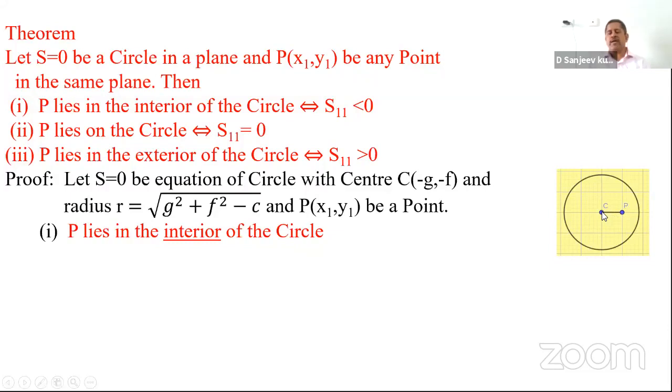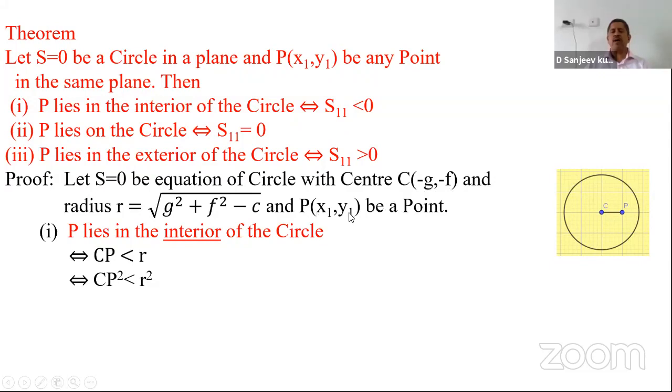So when you draw a line between C and P, the distance between C and P will always be less than the radius. So you can say if the point lies in the interior of the circle, the distance CP is less than R. What is our radius of the circle? Now, if you take squares on both sides, then you can say CP² is less than R². So how to find CP²? You know how to find the distance between two points. One point is C(-g, -f). The second point is P(x1, y1).